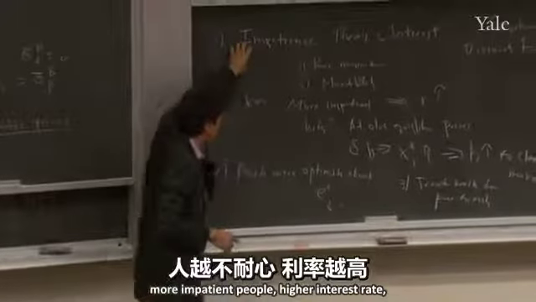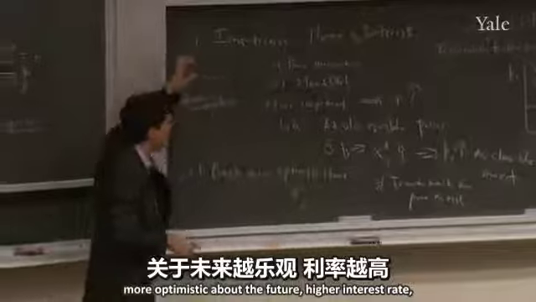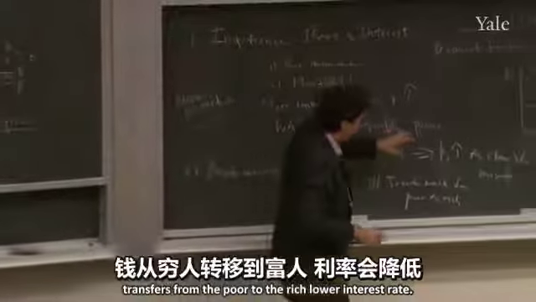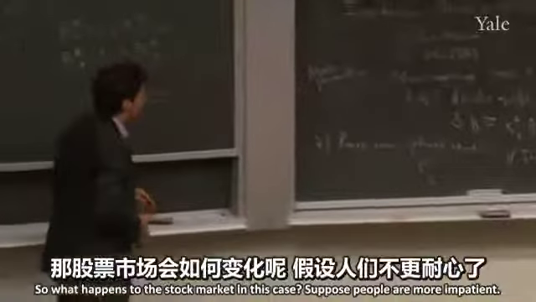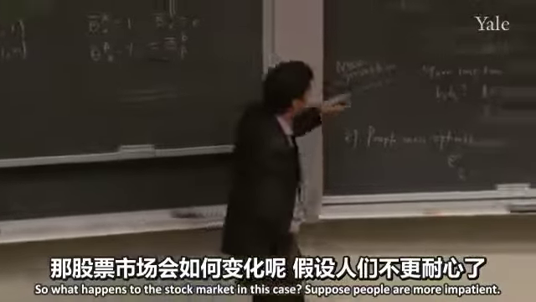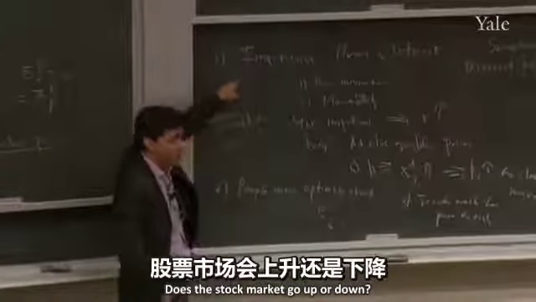More impatient people, higher interest rate. More optimistic about the future, higher interest rate. Transfers from the poor to the rich, lower interest rate. Okay, so what happens to the stock market in this case? Suppose people are more impatient. Does the stock market go up or down?